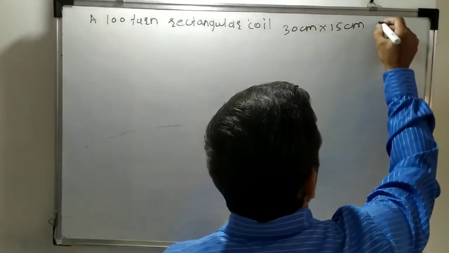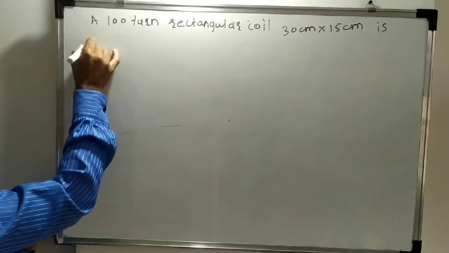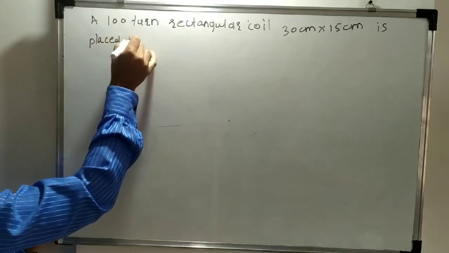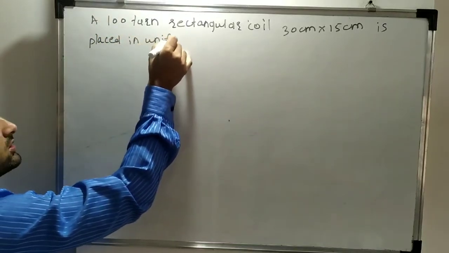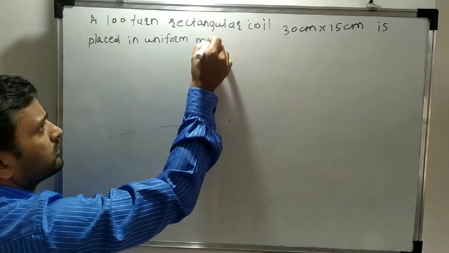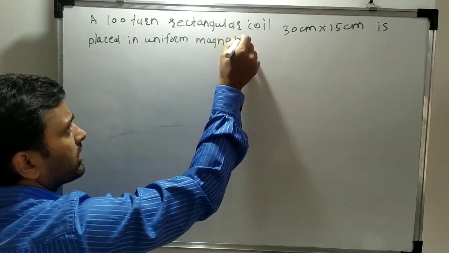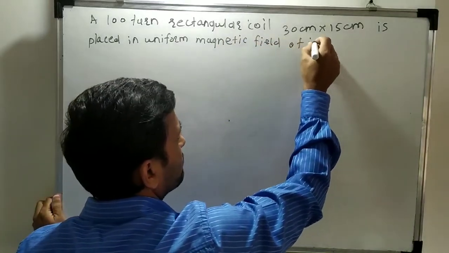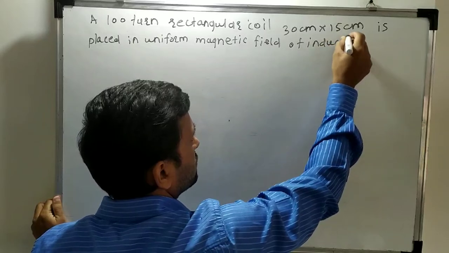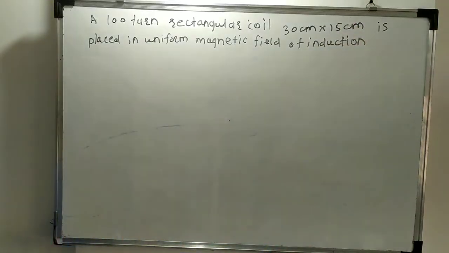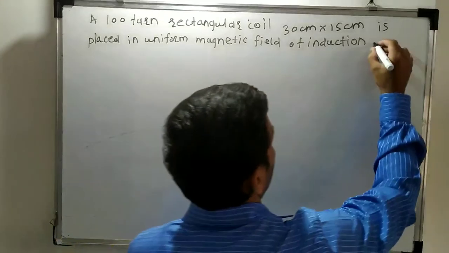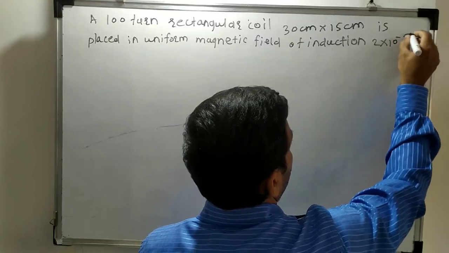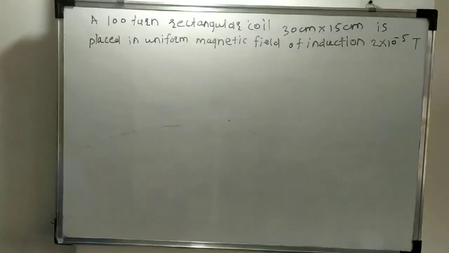It is placed in uniform magnetic field of induction. So the value of B is given. What is the value of magnetic field of induction? 2 into 10 raised to minus 5. So the value is the same as that which was given in the previous numerical.